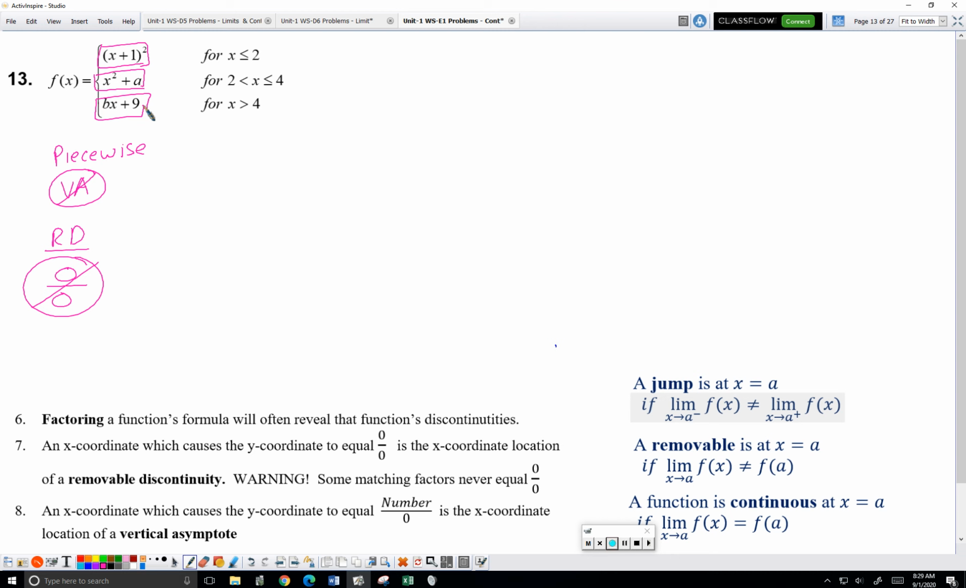So all I'm down to worrying about are either a jump or a removable that occurs at the transition. So I'm worried about x equal 2, and I'm worried about x equal 4. That's where these formulas switch. This top formula is used for all values of x that are less than 2. The middle formula is used basically for values between 2 and 4. And then the last formula is used for x values that are greater than 4. So the transitions are x equal 2 and x equal 4.